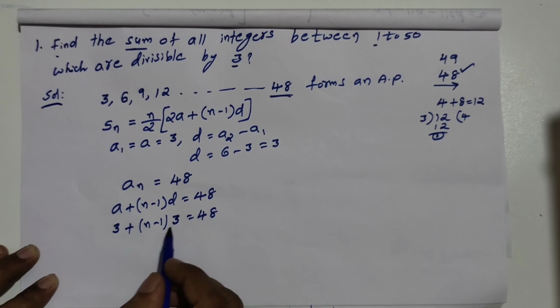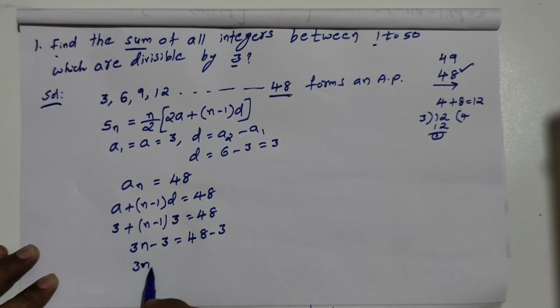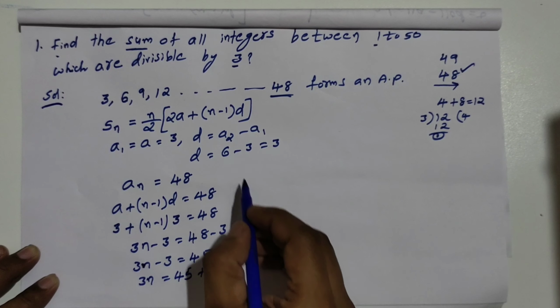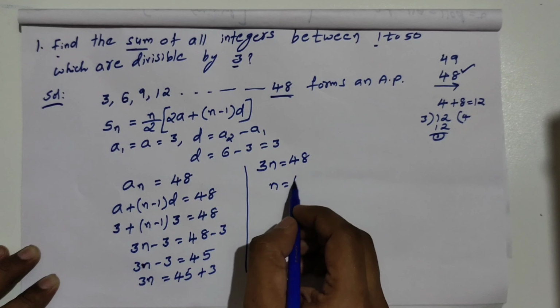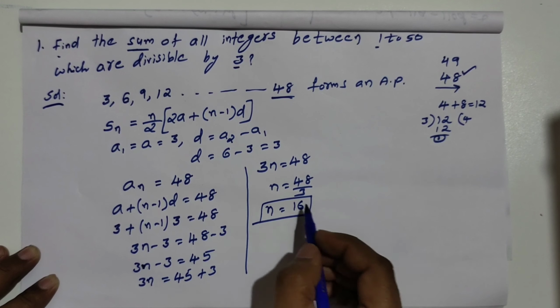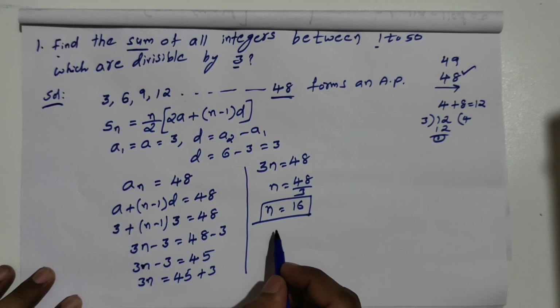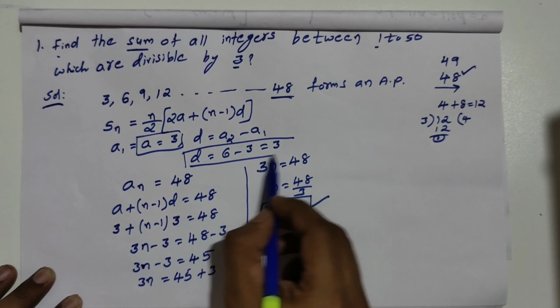Now take this 3 to that side and multiply here by 3. 3n minus 3 is equal to 48 minus 3. Then we get 3n minus 3 is equal to 45. Then 3n is equal to 45 plus 3, so 3n is equal to 48. Then n is equal to 48 by 3, so n is equal to 16. So the number of terms in this progression is n equal to 16. Now substitute the n value, a value and d value in Sn.